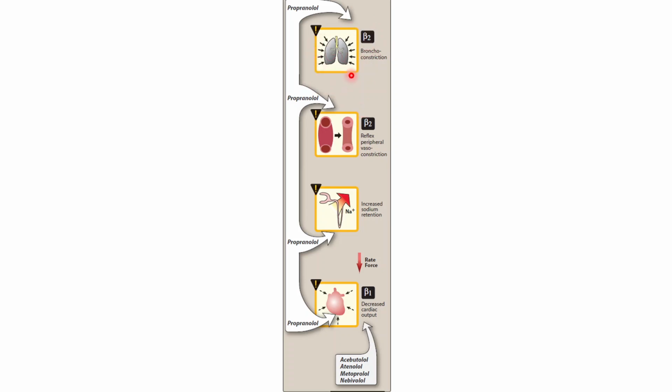Beta 2 is in the bronchioli, where blocking will lead to bronchoconstriction, and also in the peripheral vessels that give blood to the skeletal muscles, where blocking will lead to constriction, because stimulation will lead to relaxation. Beta blockers also increase sodium retention and lead to edema. These are the actions of propranolol, which is a non-selective beta blocker.